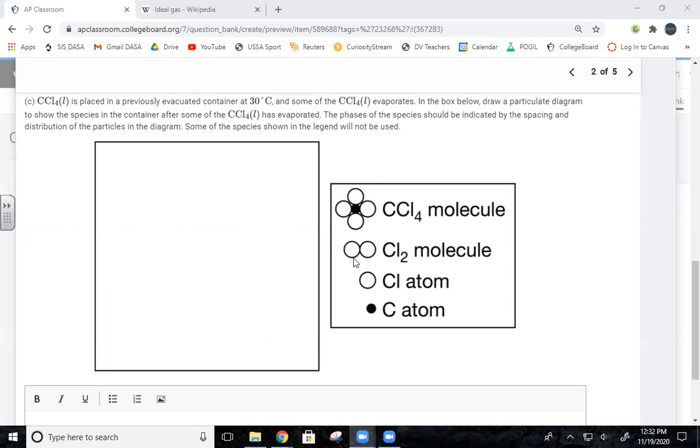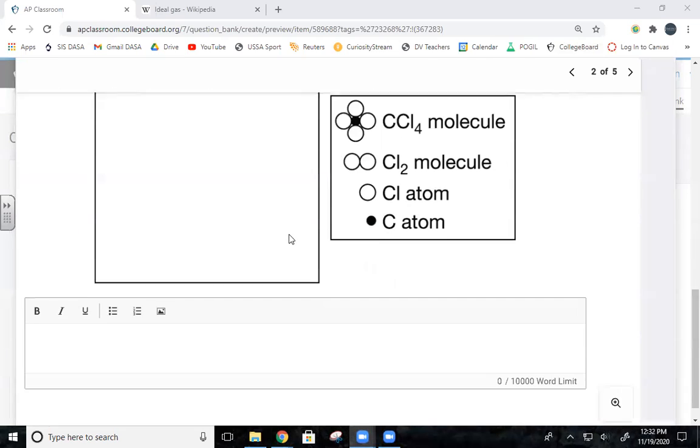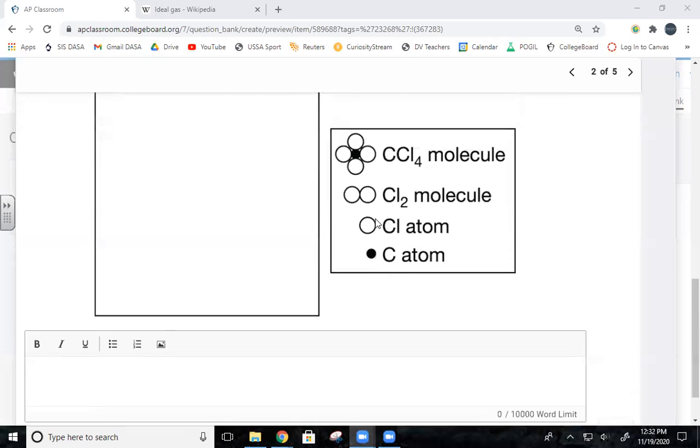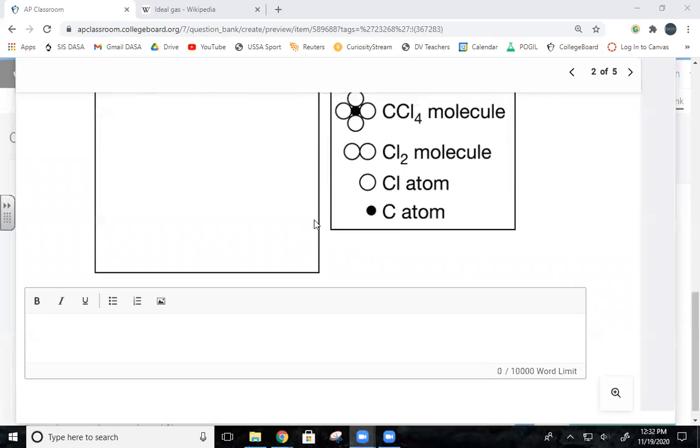You will not use this or this or this, because this is not a chemical change. CCl4 is not decomposing, it is simply evaporating. Okay? And that, my friends, is that question.